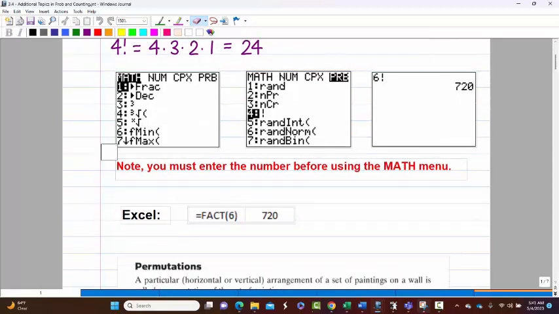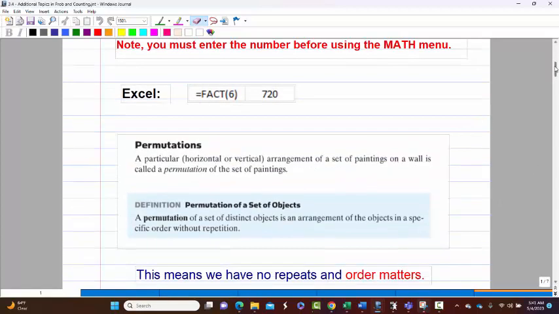So here I'm mentioning that you put the number in first, then math, PRB, factorial, that we just did. In Excel, you can do it there too, whatever's convenient. You just type equals FACT and put your number right in there and that spits it right out. So either way is good.